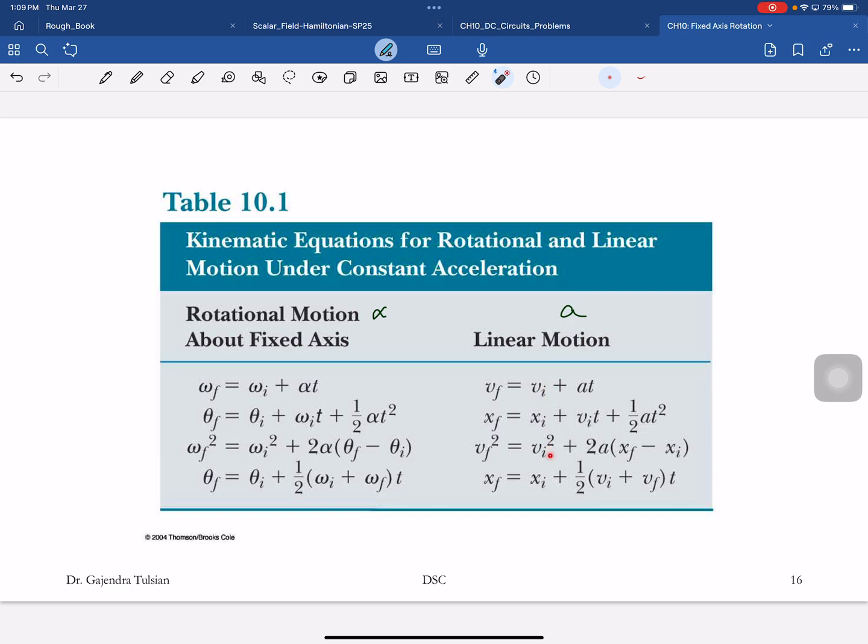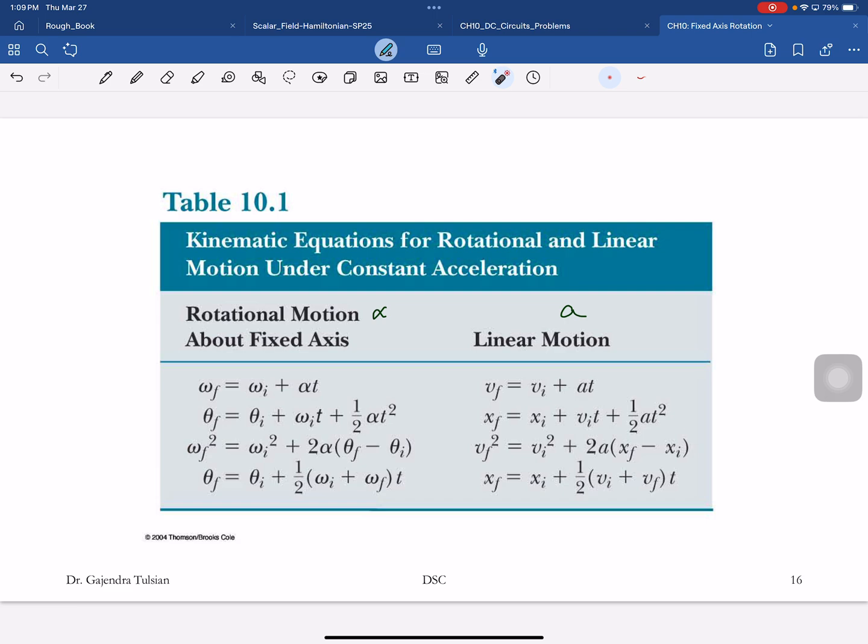So here are the equations you studied. Velocity as a function of time, angular velocity as a function of time. So angular velocity is a linear function of time. Your velocity is a linear function of time. Here is the position as a function of time. So here's the final position as a function of time, final angular position as a function of time.